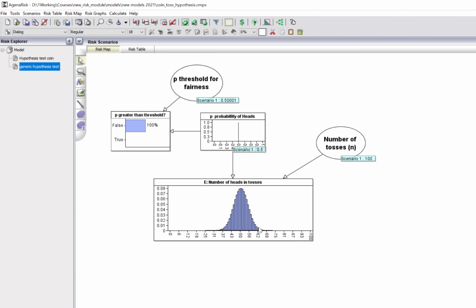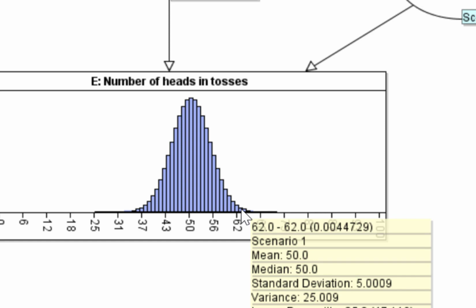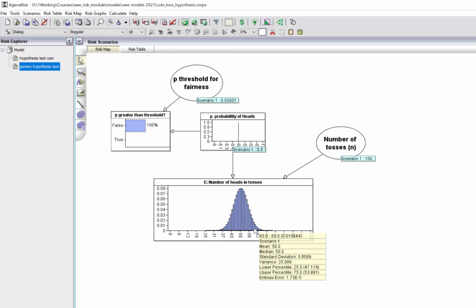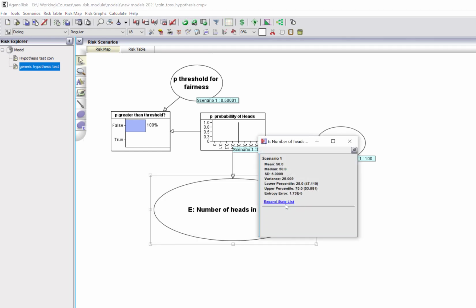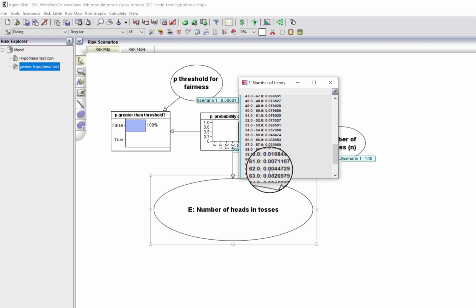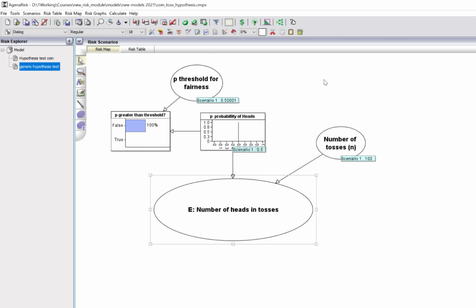As we hover over the graph, we can see that the probability of getting a 62 is 0.0044, so that's less than 0.5%, or we can actually display the statistics and see the same thing. And that probability of 0.0044 is the p-value associated with the classical statistical null hypothesis testing. But it tells us nothing directly about the probability of the null hypothesis being true or not.